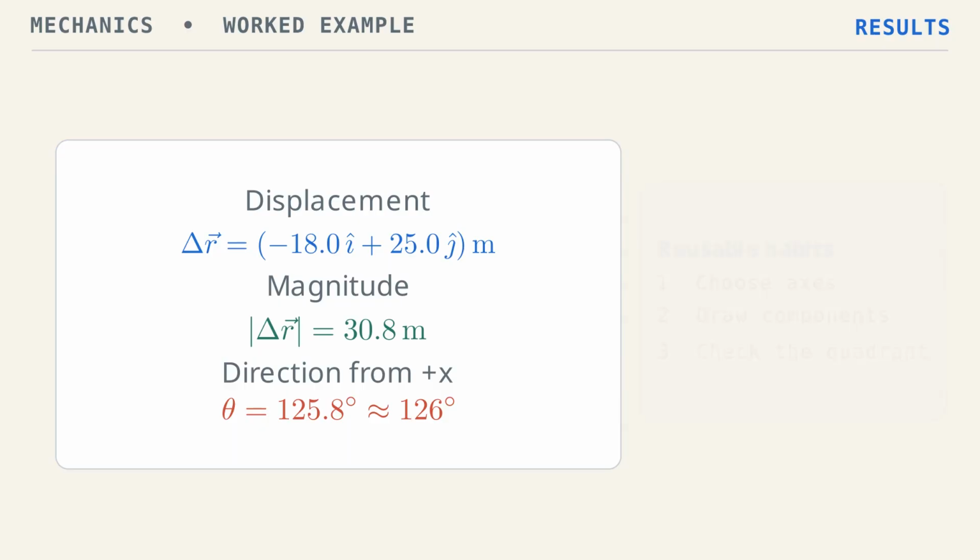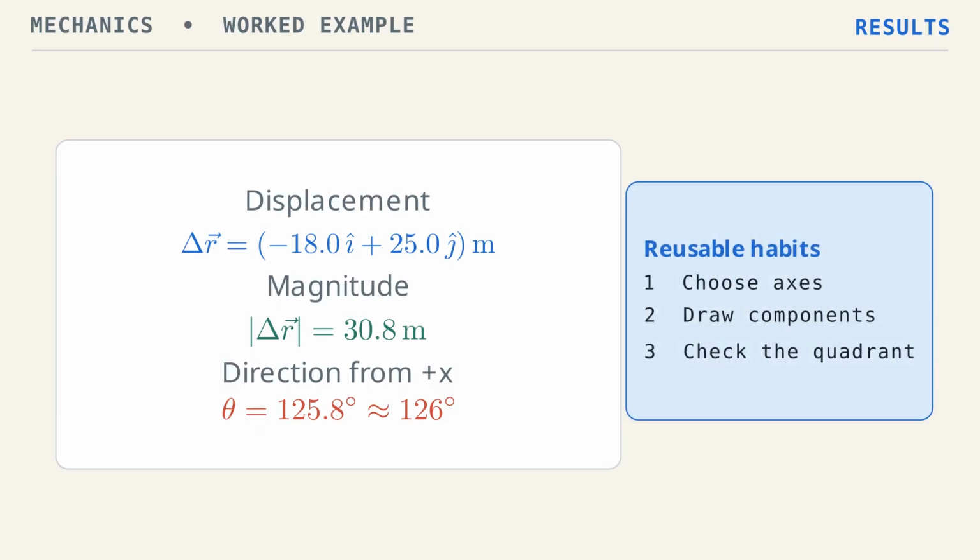The displacement vector is negative 18.0 i hat plus 25.0 j hat meters. Its magnitude is 30.8 meters, and its direction is about 126 degrees counterclockwise from positive x. The reusable habits are simple. Choose the axes, draw the component triangle, and make the final angle agree with the actual quadrant. A calculator supplies a number. The diagram tells you what that number means.